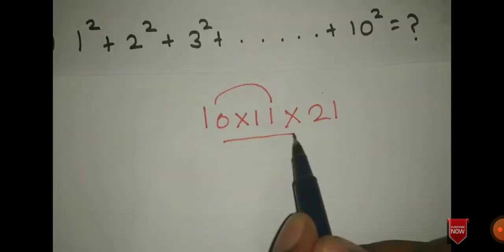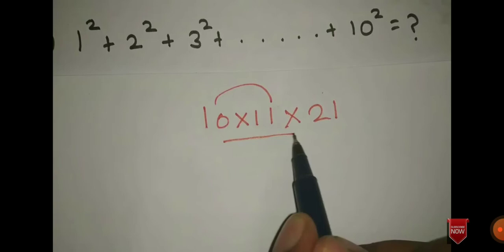The next sum is 1 square plus 2 square plus 3 square plus so on till 10 square. So how can we proceed? See what is the last number? 10 is the last number. So what you have to do? You have to put 10 into 11. Just see here. You have to add these two numbers. When you add these two numbers, you will get 21.